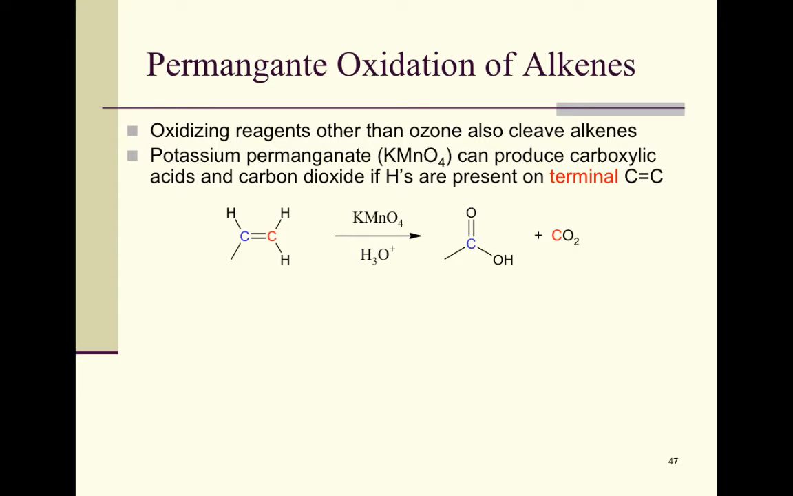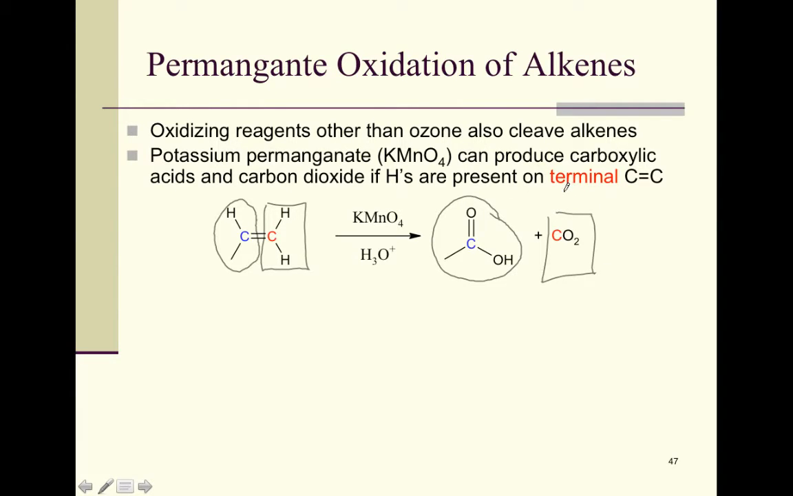Potassium permanganate, KMnO4, can produce carboxylic acids and carbon dioxide if H's are present on a terminal alkene. We can see, I went ahead and colorized this. I have this carbon in blue and this carbon in red. Potassium permanganate is going to take one of these carbons to form our carboxylic acid here, while the other one is going to break down in more steps than we can see here. Don't forget there's oxygens here, and form our CO2.